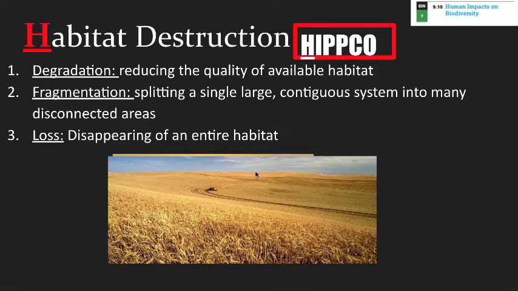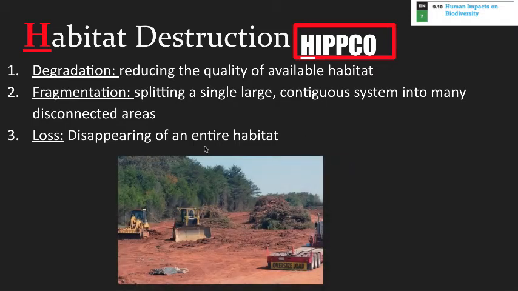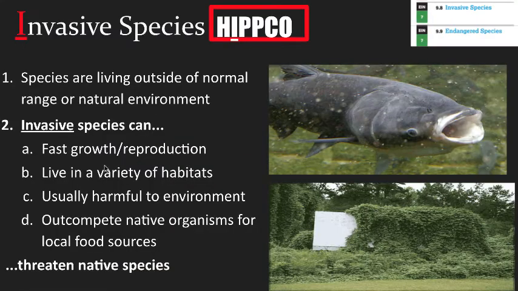So something like agriculture, we can see that we can take a habitat out, like a diverse grassland, and plant all wheat. We can fragment a habitat by putting a road in between. We've split our habitat into 2, and we can completely degrade a habitat by removing it entirely, or at least a significant portion. The I in HIPPCO is invasive species.